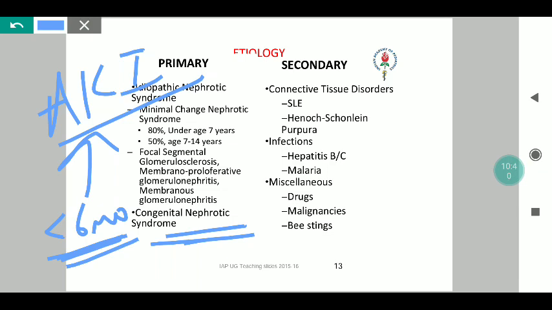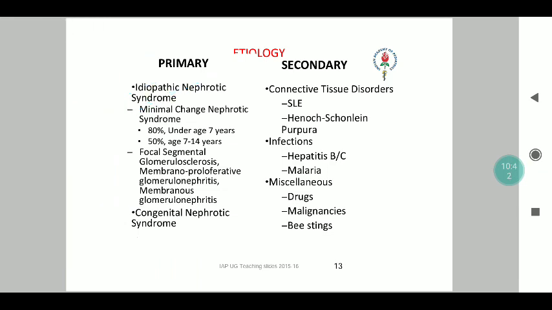That is an acute kidney injury. Now, coming to the secondary causes. The secondary causes include connective tissue disorders, most commonly SLE presenting as lupus nephritis, or HSP which presents as an AKI. You can also have it induced because of infections in India, most commonly because of TB and measles, followed by hepatitis B, C and malaria. And miscellaneous causes of course always include drugs, malignancies and bee stings.